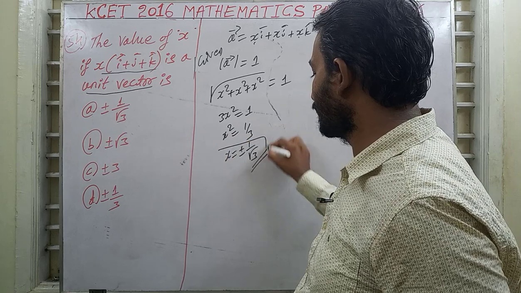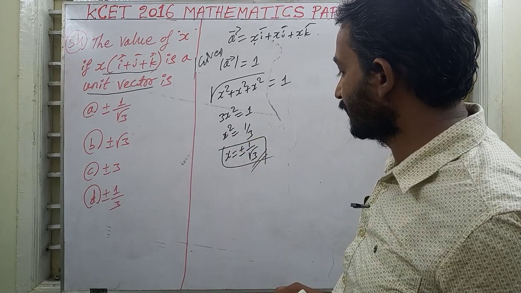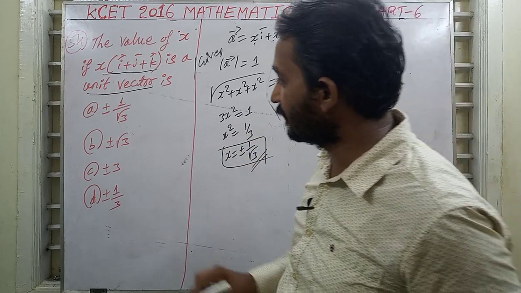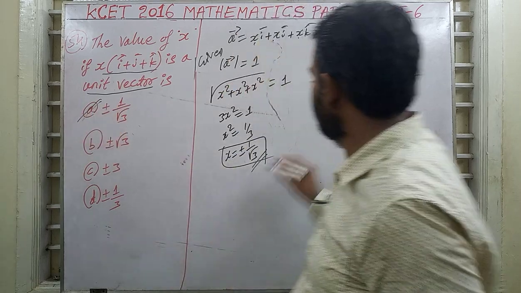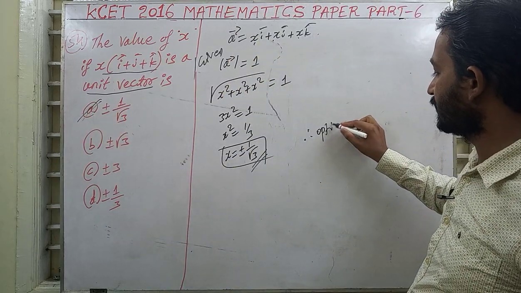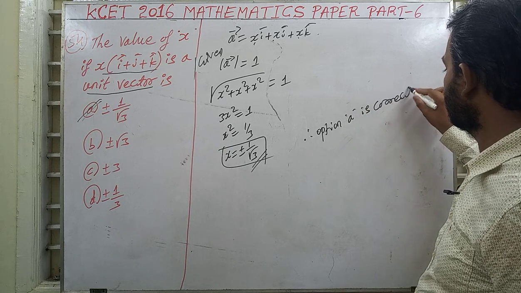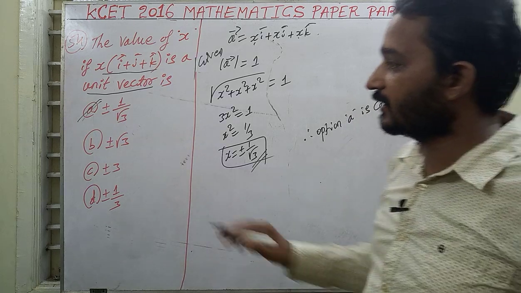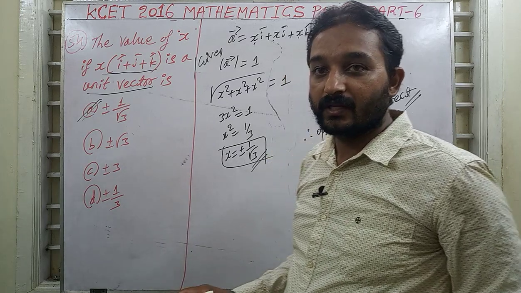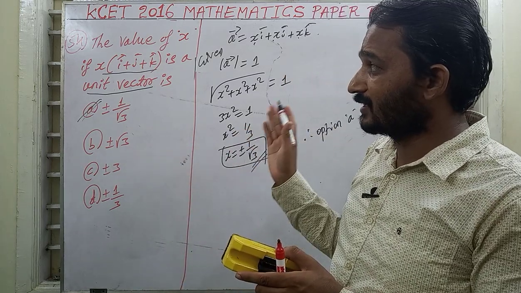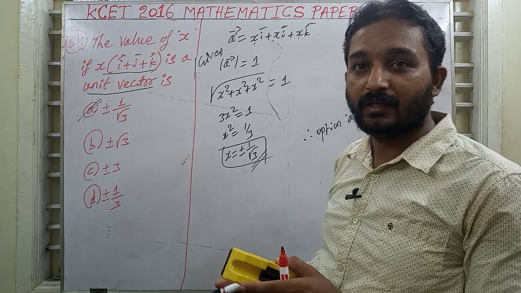So this is an easy problem. The answer is x is equal to plus or minus 1 divided by root 3. Option A is the right answer. Therefore option A is correct. So this is an easy question. All the students can attend this question easily. They ask this type of question in the theory exam also. Okay, so take down.